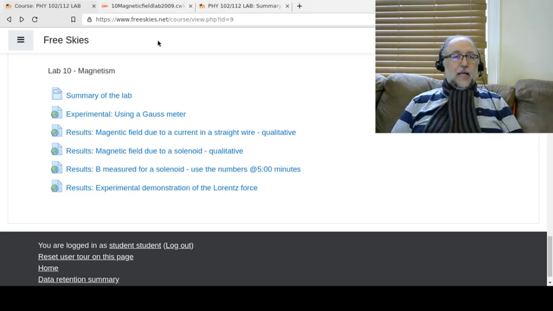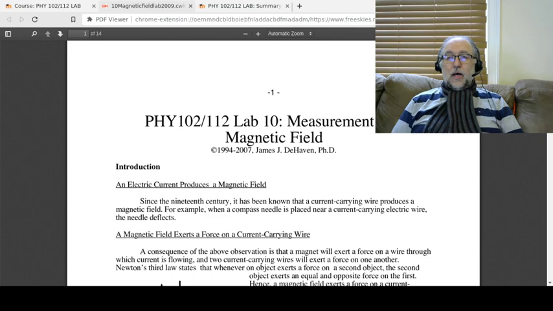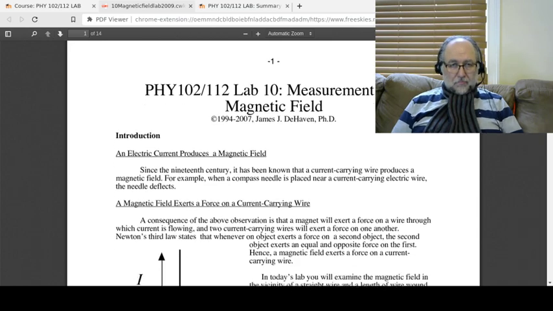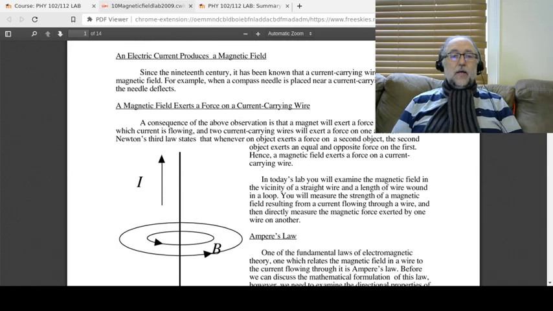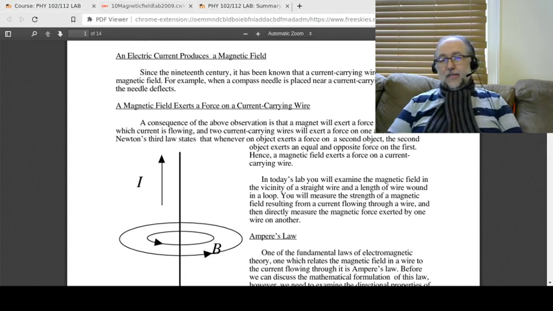Okay, so let's switch over to the lab write-up, and there's actually two things that we're really going to be doing today. The first one is to show the relationship between electricity and magnetism. Basically, that is that magnetism really is electricity, but in disguise. A static charge does not produce a magnetic field.